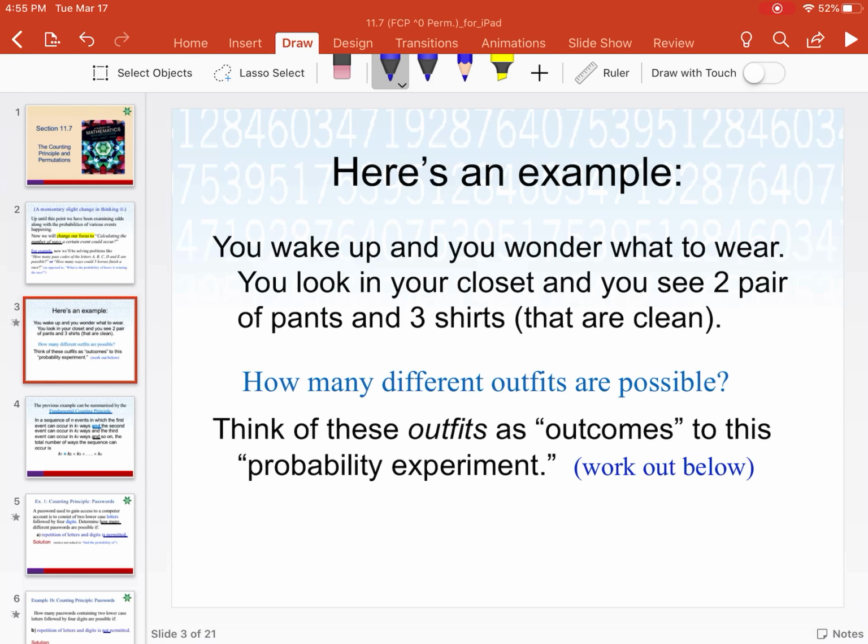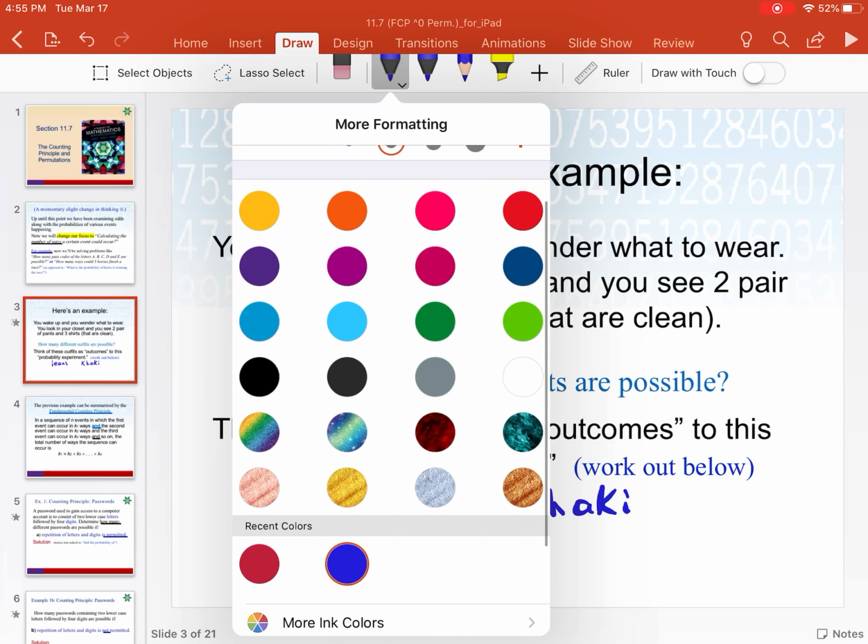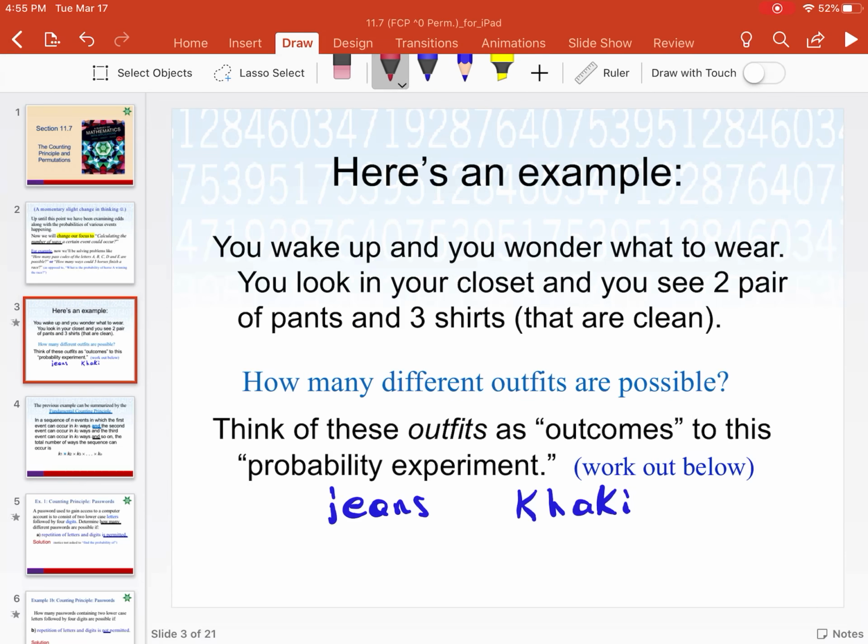All right, here's a very simple example. You wake up in the morning and you're looking for how many different outfits are possible from 2 pair of pants and 3 shirts. So we can actually draw this out because it's a very small tree diagram. So let's say our 2 pair of pants are, say, our jeans and our favorite khakis. And we're going to combine that with, say, a red, white, and blue shirt. And we'll do that for each pair of pants.